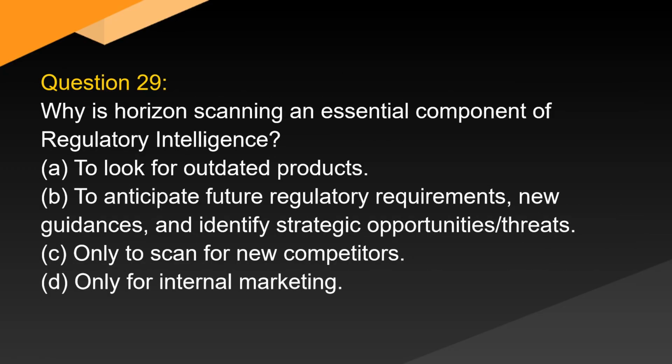Question 29. Why is horizon scanning an essential component of regulatory intelligence? A. To look for outdated products. B. To anticipate future regulatory requirements, new guidances, and identify strategic opportunities, threats. C. Only to scan for new competitors. D. Only for internal marketing.